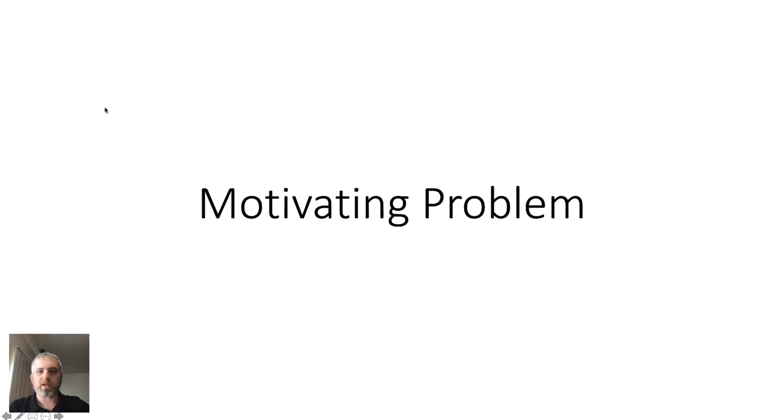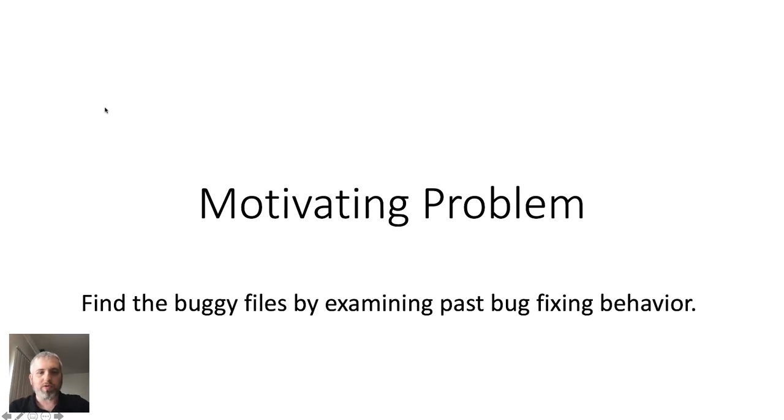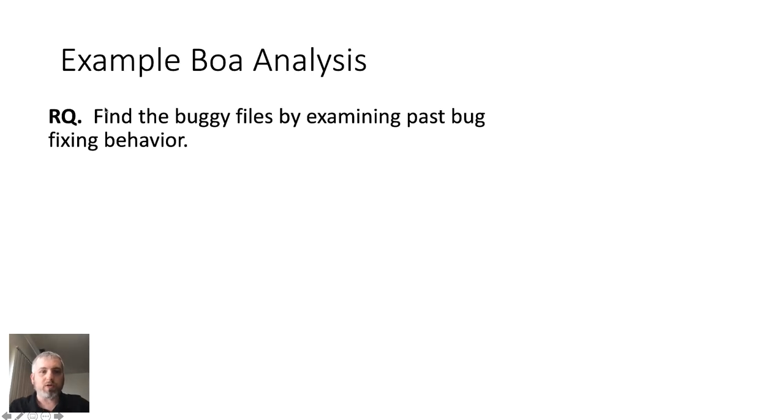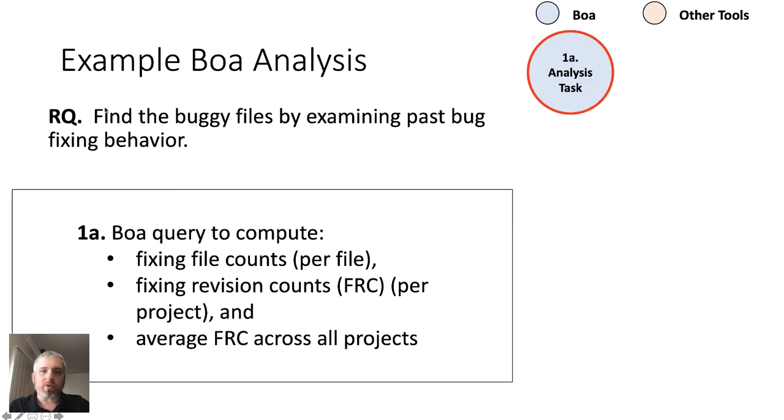So now let's consider a motivating problem. Specifically, the problem we're going to be looking at is how to find all of the buggy files by examining the past bug fixing behavior in the systems. So what we'd like to do is essentially analyze this problem using Boa. And if we do that, then what we need to do is come up with a Boa query that computes the following three things.